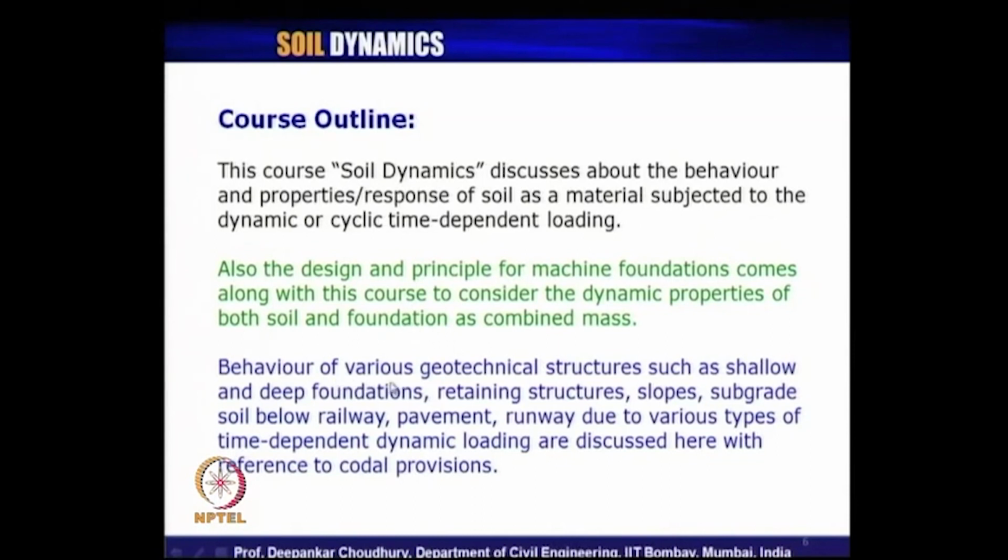Then the behavior of various geotechnical structures such as shallow and deep foundations, retaining structures, slopes, subgrade soil below railway, pavement, and runway due to various types of time dependent dynamic loading will be discussed, with reference, wherever possible, to the codal design provisions available for this topic of soil dynamics.